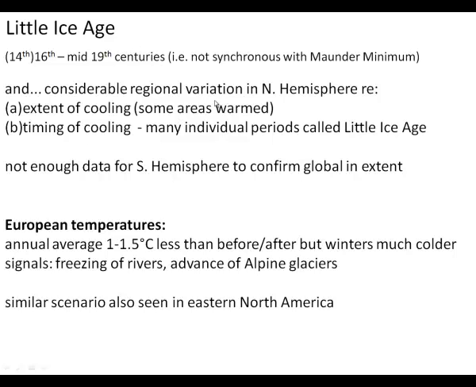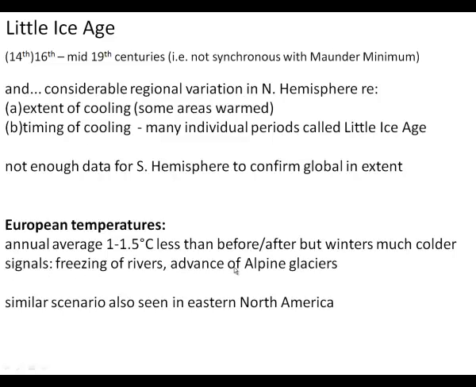What we have is considerable regional variation in the Northern Hemisphere through the Little Ice Age. There are in fact some areas that warmed, others varied as to how cool they became. The timing of cooling seems to have varied geographically as well, with many individual episodes that are known as the Little Ice Age through the records of Northern Europe. Whether the phenomenon extended to the Southern Hemisphere and thus was truly global in extent is really open to debate at the minute.